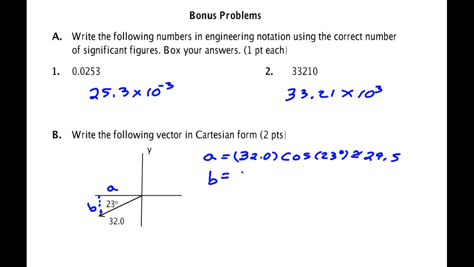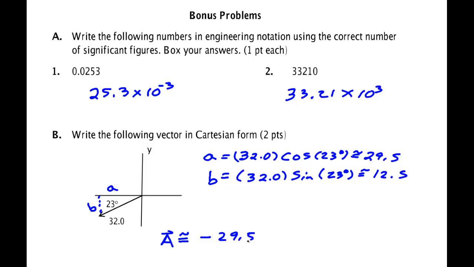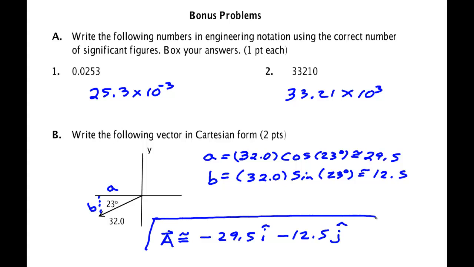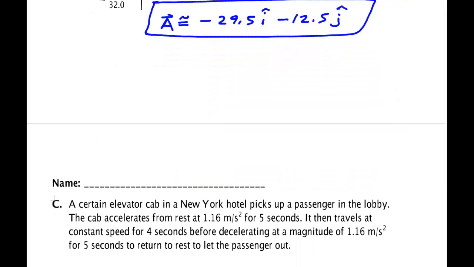And b is the opposite, so 32.0, opposite side you use sine, soh cah toa. You get 12.5. So that's the lengths, and then to make the vector, we have to give it signs. This one is going in the negative direction, so that is minus 29.5 i hat. And this one is going down in the negative y, so minus 12.5 j hat. So there's the vector in Cartesian form.